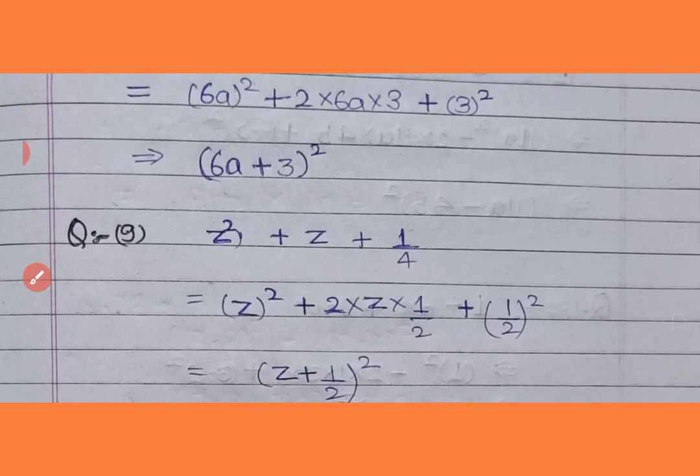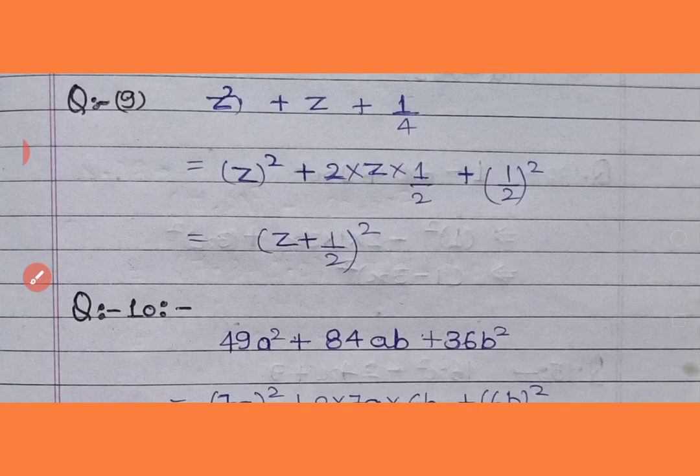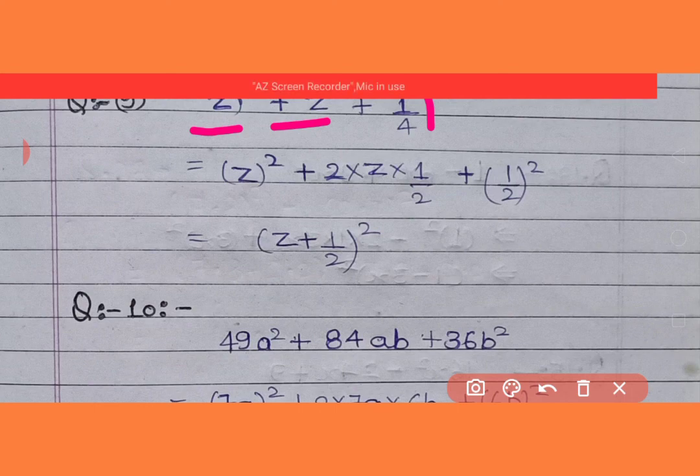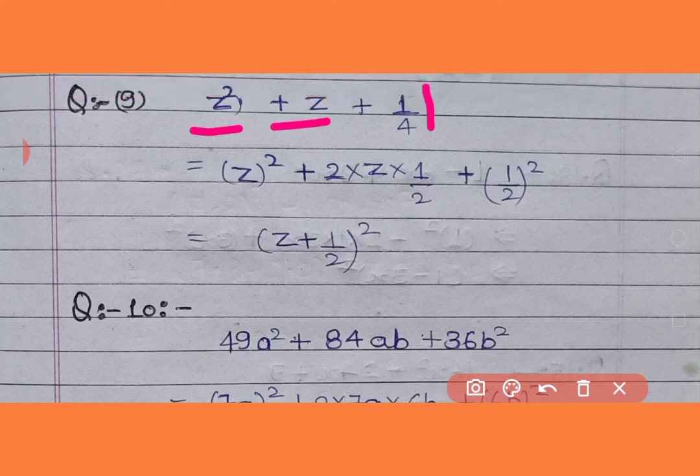Next question, it is looking difficult but not really. It has given z square plus z plus 1 upon 4. As you know that 1 is always a perfect square, and 4 is the square of 2. So it can be written in the form of 1 by 2 whole square, and here z square.